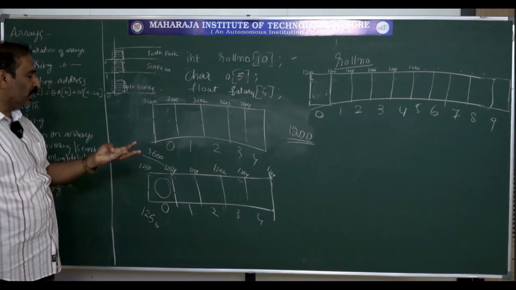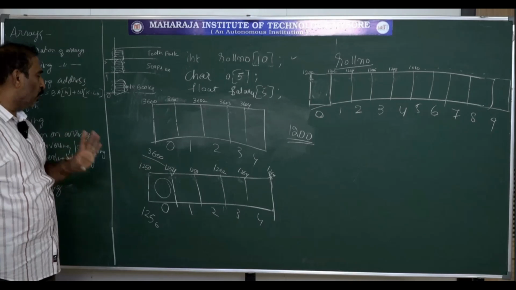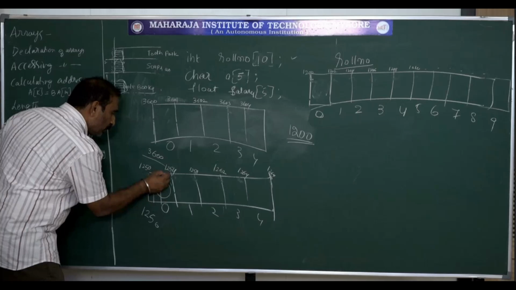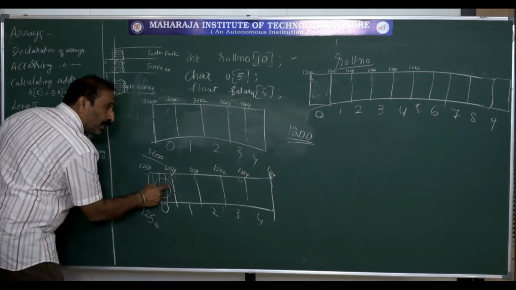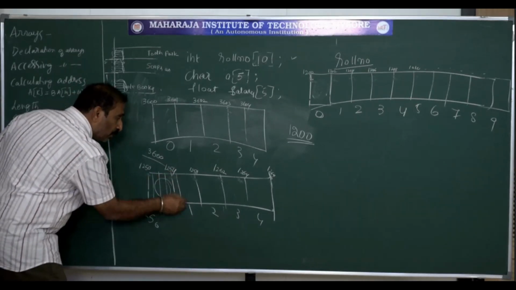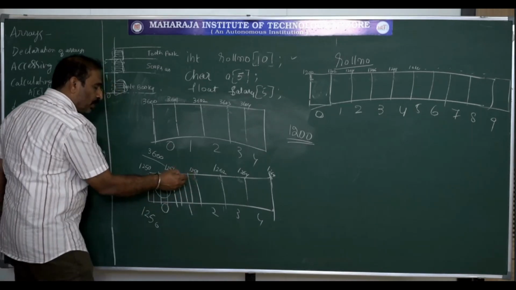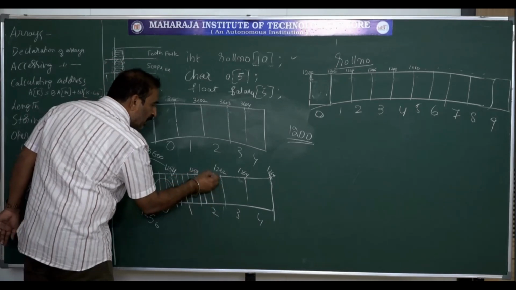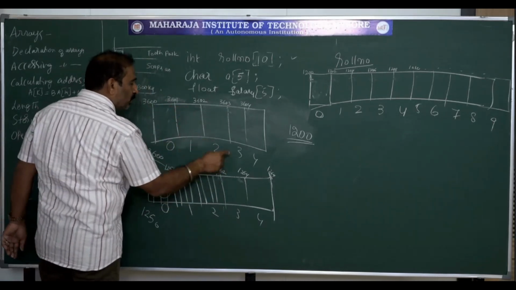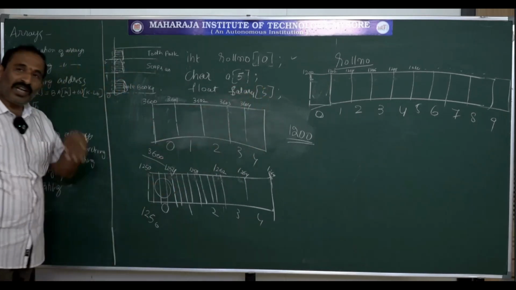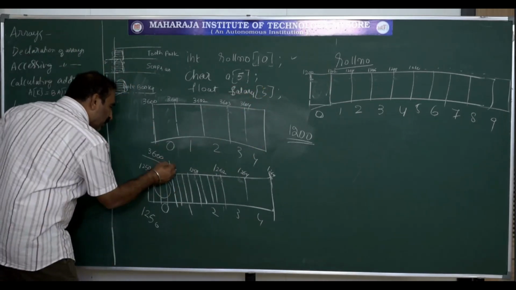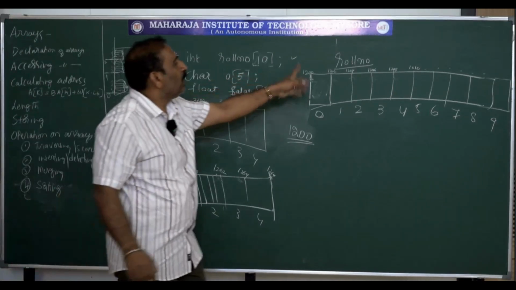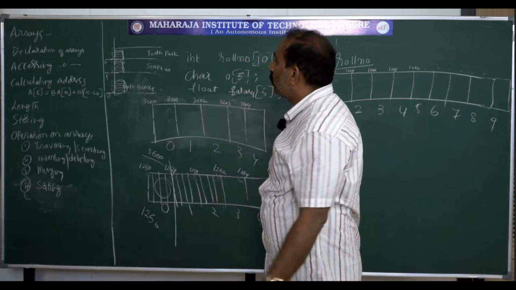Fourth location. Like this it goes on. Right? So because each of them is now taking 4 bytes. This is taking only 1 byte. This is taking 2 bytes. So this is what you are supposed to understand.